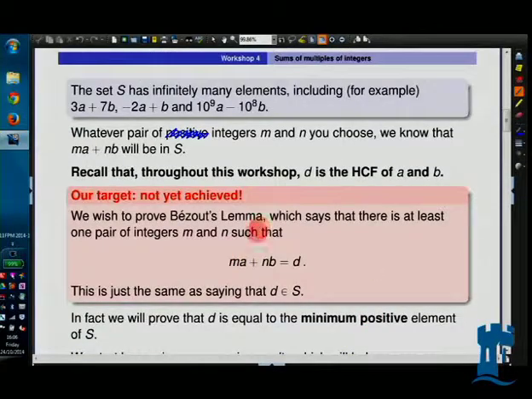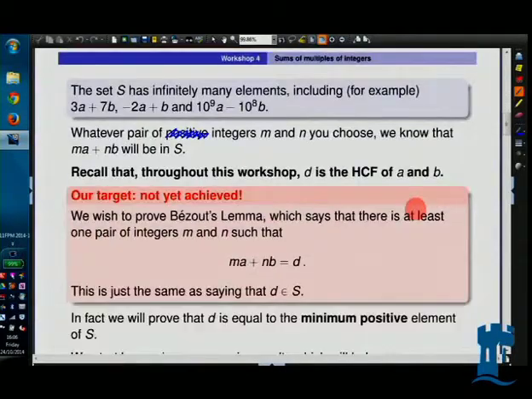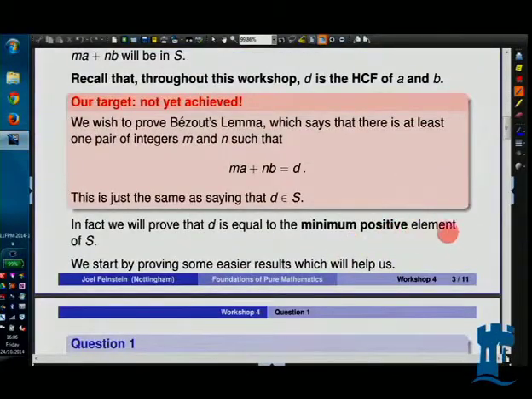You can always get 0 by doing 0 times A plus 0 times B, and that's in S. But it's not very exciting. So when I say the minimum positive element, I mean it's the next one up. The next one above 0 is something in S, assuming there's something positive in S at all, which we're going to prove. And we're going to prove later that it's actually equal to D, the highest common factor of A and B. And we're going to work our way through with some easier stuff first.